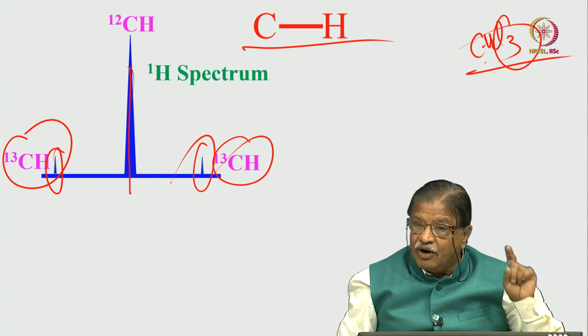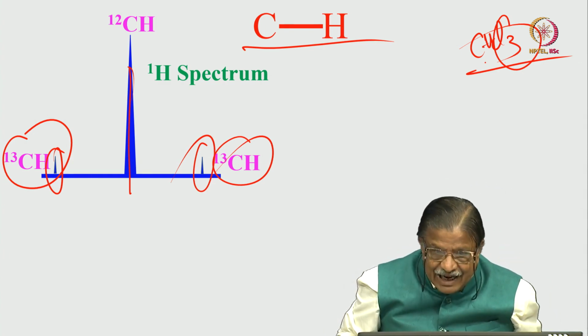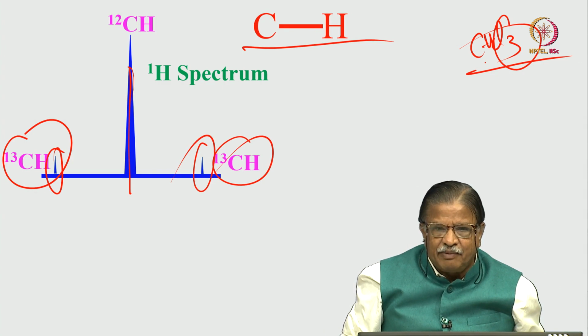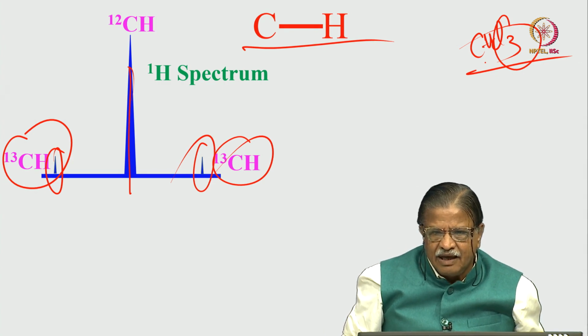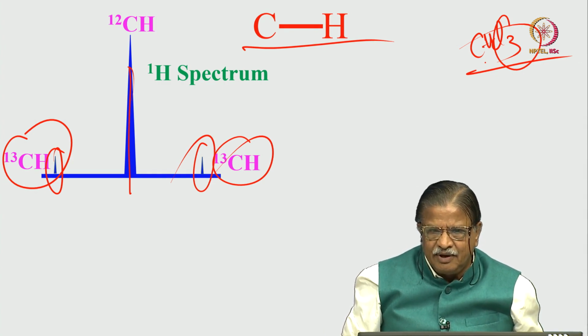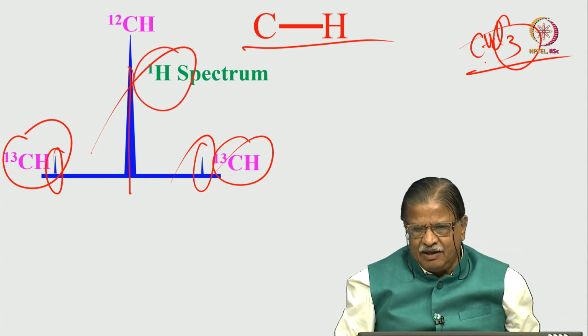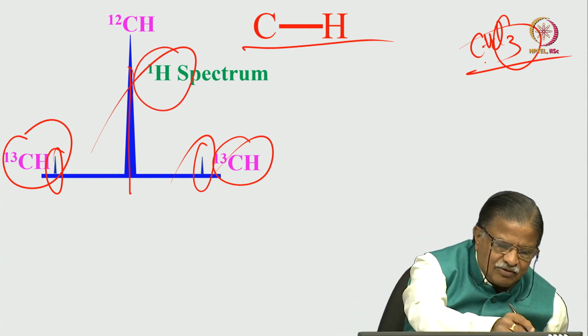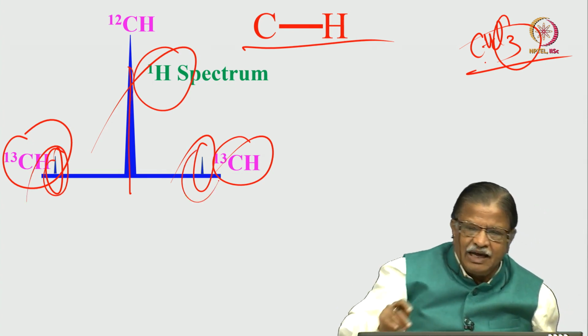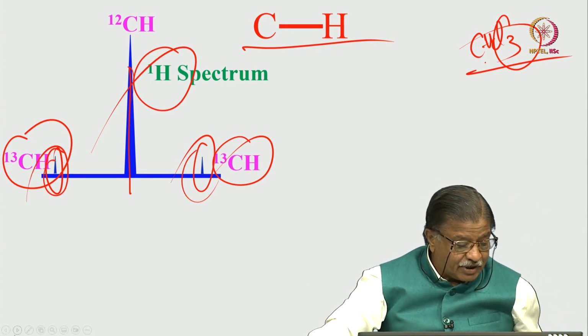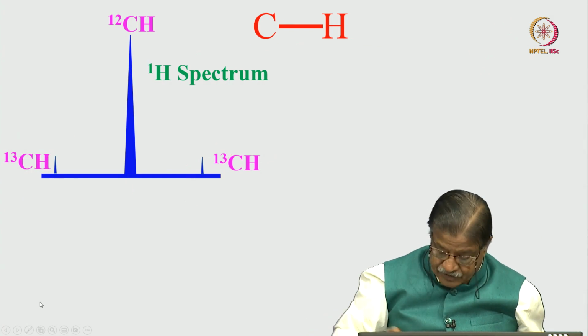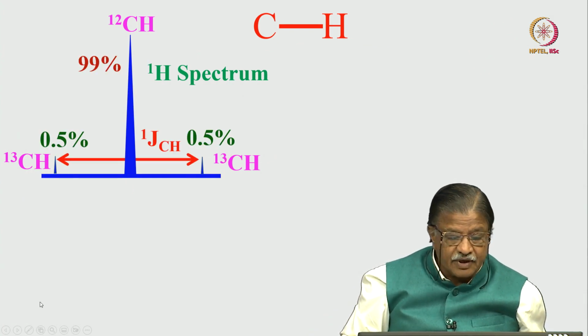As I told you already, they are called satellites. So if I take the proton spectrum of the CHCl3 molecule, we get one peak for the C12H attached proton and two satellite peaks for the carbon-13 attached protons. So, that is how it is. We go to the next one.